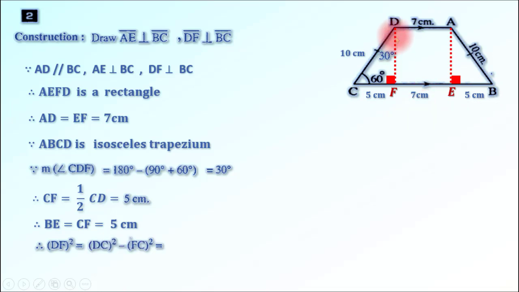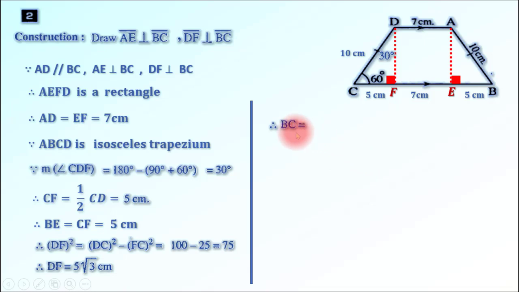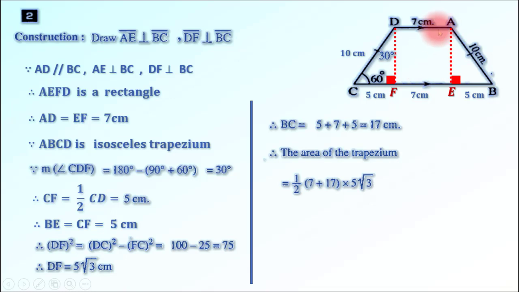Therefore DF power 2 equals DC power 2 minus FC power 2, by Pythagoras theorem, which will equal 100 minus 25, which equals 75. Therefore, the length of DF, the height, will equal 5√3 centimeter. Therefore, BC, we said, equals 17 centimeter. Therefore, the area of the trapezium will equal half the sum of the lengths of the two bases multiplying by height, which will equal half times 7 plus 17 times its height 5√3, which will equal 60√3 centimeter square.